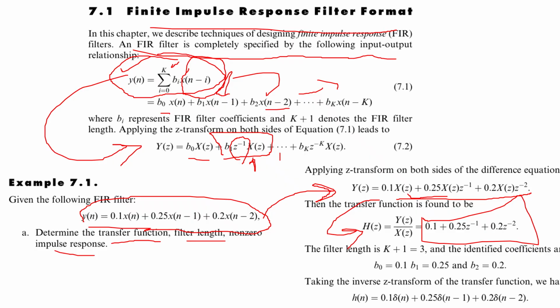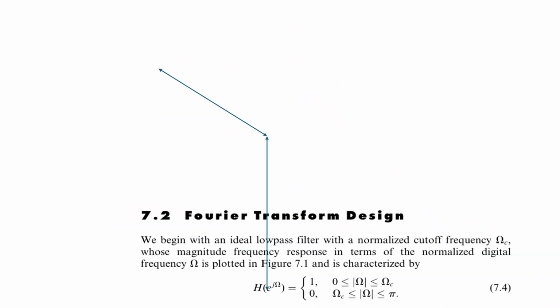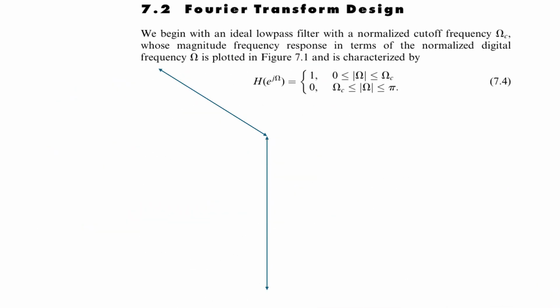Now the filter length is K plus 1, so here it is 3. This part is b0, and this 0.25 is your b1 belonging to the z to the power minus 1, right? And this is your b2. So you get all the values, and then take the inverse transform of the transfer function H(z), you will get h[n], right? So that will be equal to this function. Clear? Okay.